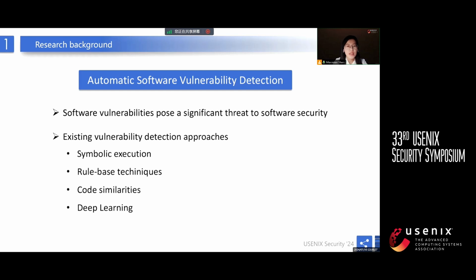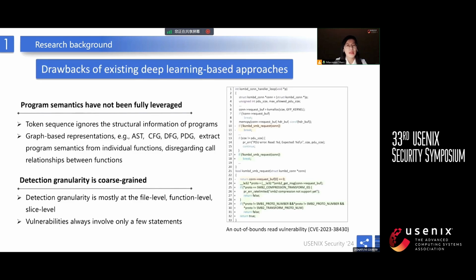In recent years, researchers have proposed many automatic vulnerability detection methods. These methods can be divided into four groups. They are symbolic execution-based methods, rule-based methods, code similarity-based methods, and deep learning-based methods. Many studies have already demonstrated that deep learning-based methods outperform other traditional methods. However, deep learning-based methods still have some limitations.